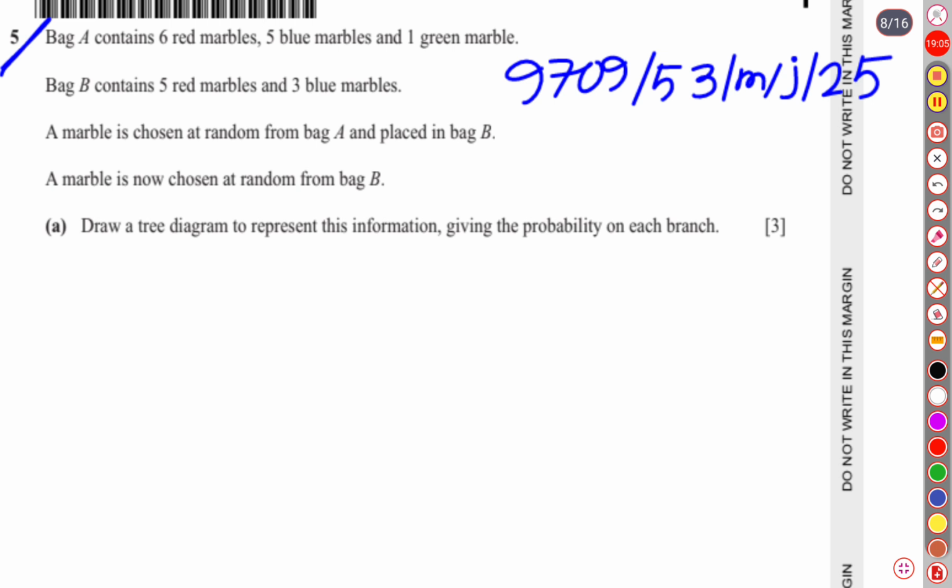A marble is chosen at random from bag A and placed in B. So from A, the marble has been placed in B. A marble is now chosen at random from bag B. Draw a tree diagram to represent this information, giving the probability on each branch. Since question number A doesn't belong to our discussable topic, let's see B.